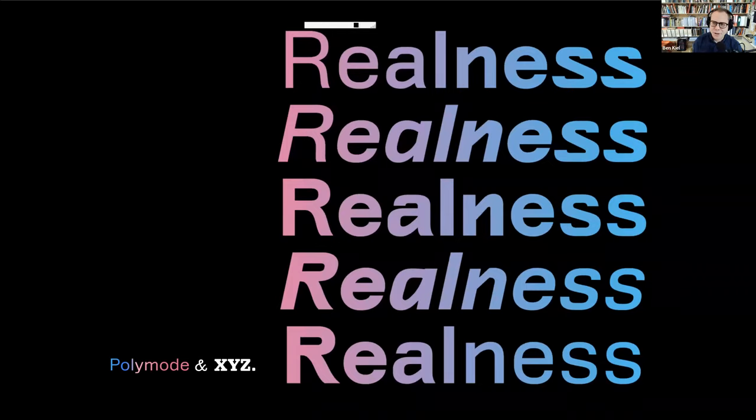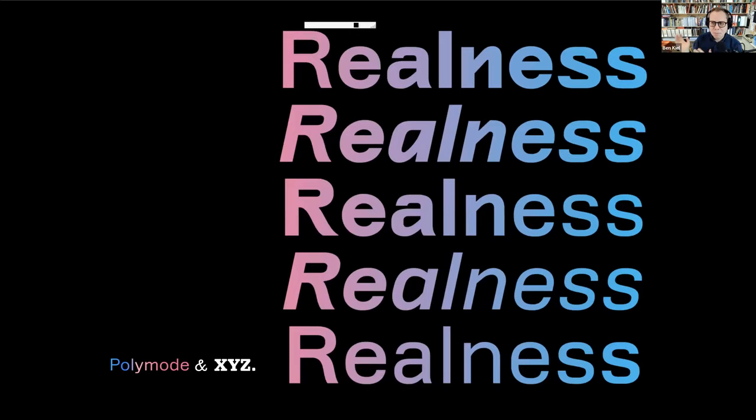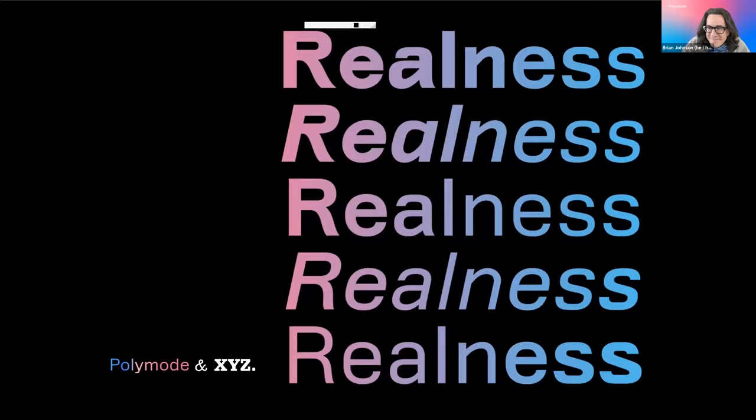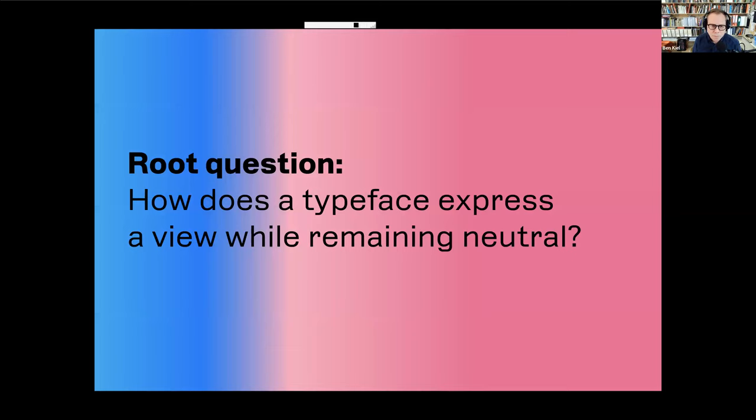So, Brian is here from Polymode. Hello, everybody. We're here from XYZ, and let's go. This was a custom project for Polymode, and Brian's going to talk from the client perspective. But they came to us with this question at the heart of the project: how does a typeface express a view while remaining neutral?